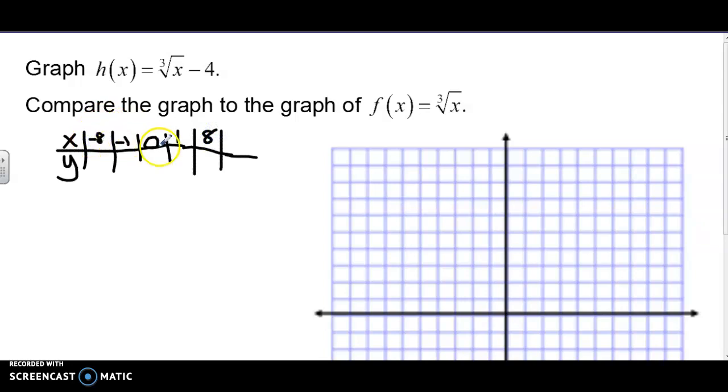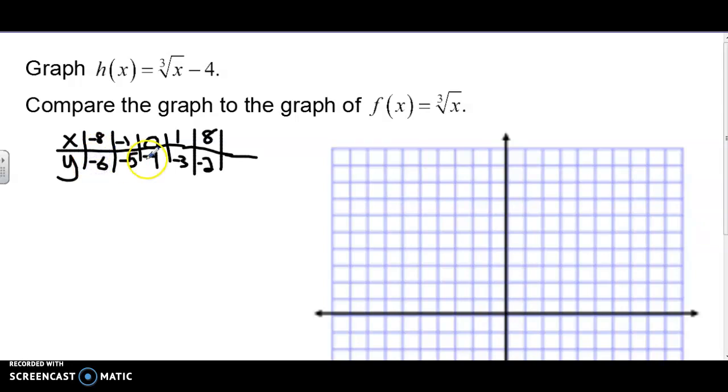Alright, so the cube root of 0 is 0. 0 minus 4 is -4. Cube root of 1 is 1. 1 minus 4 is -3. Cube root of 8 is 2. 2 minus 4 is -2. Cube root of -1 is -1. -1 minus 4 is -5. And the cube root of -8 is -2. -2 minus 4 is -6.